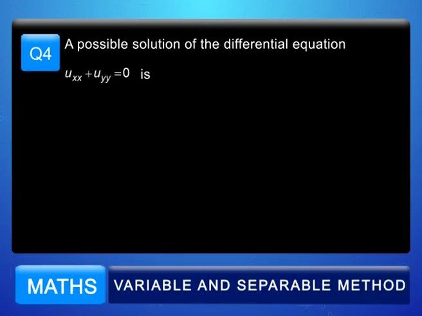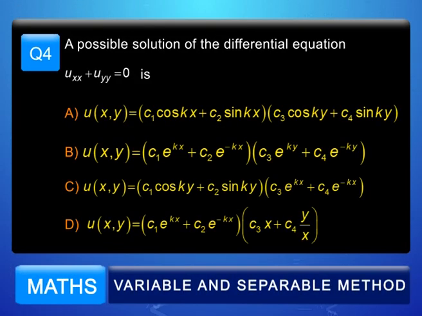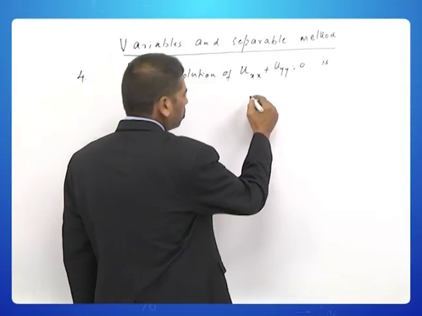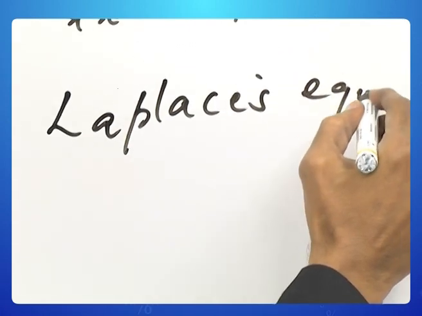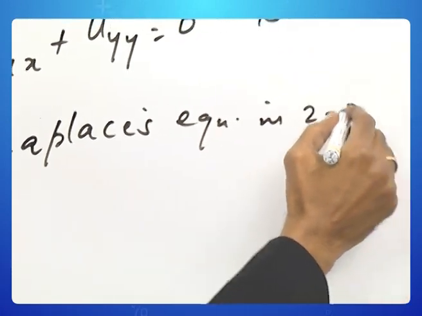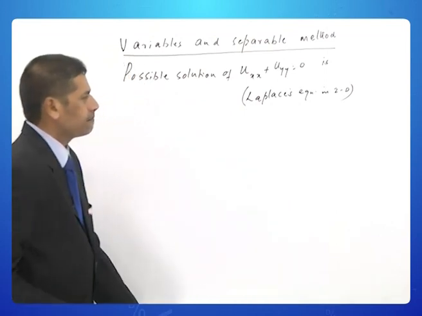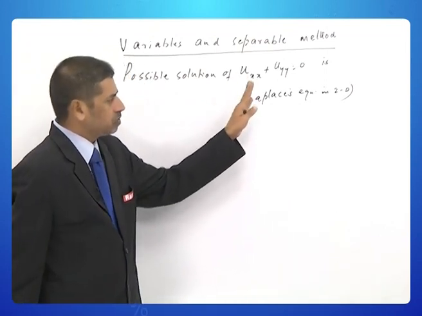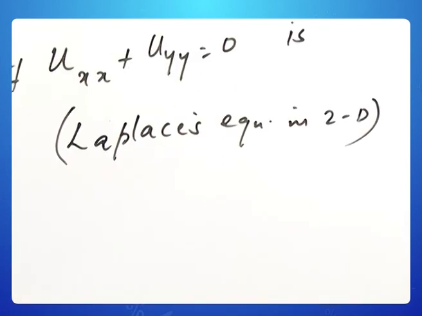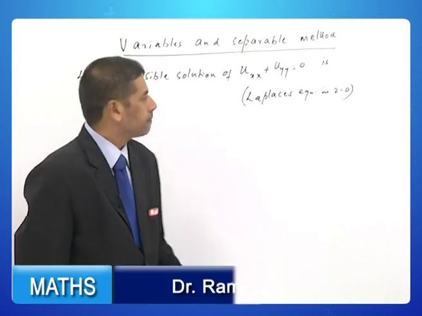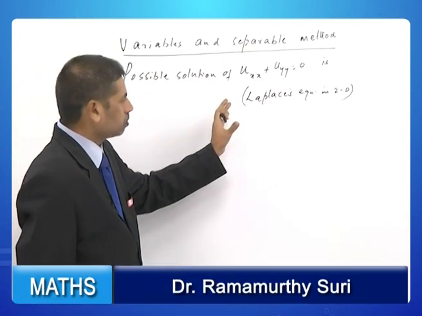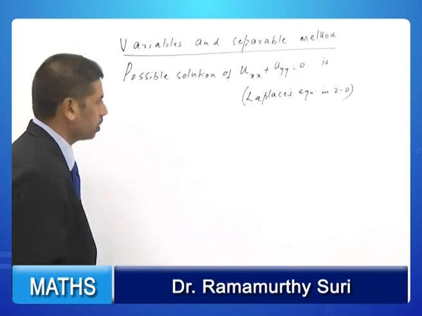Question number 4. What is a possible solution of the partial differential equation uxx plus uyy is equal to 0? All of you perhaps may be knowing this is called the Laplace's equation in 2 dimensions. Well, the meaning of this is that it governs the distribution of temperature in rectangular plates in the steady state condition. Now, our problem is to find a possible solution for this one.